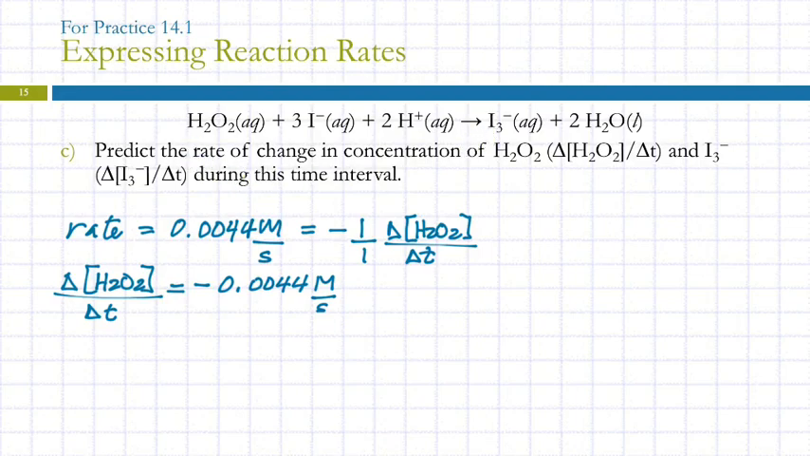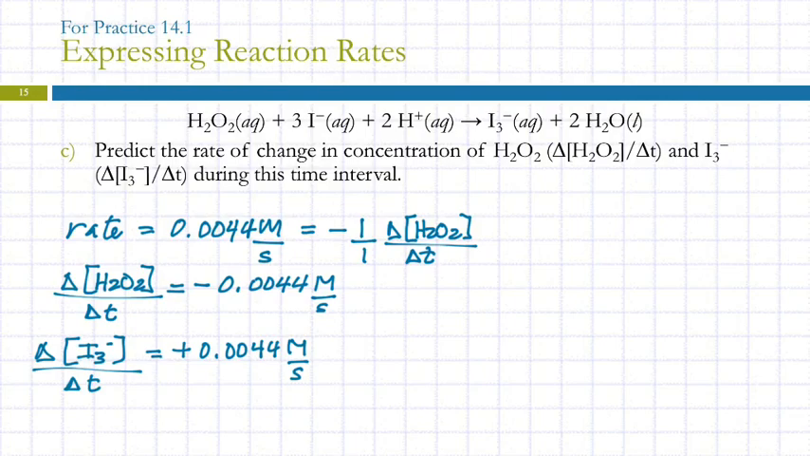It's going to be positive. So this is decreasing at the same rate that that is increasing. So we can actually just write that out, delta I3 minus over delta T. That's just going to equal plus 0.0044. The plus sign there is not necessary. I put it there just to emphasize that this is positive, the other one was negative.